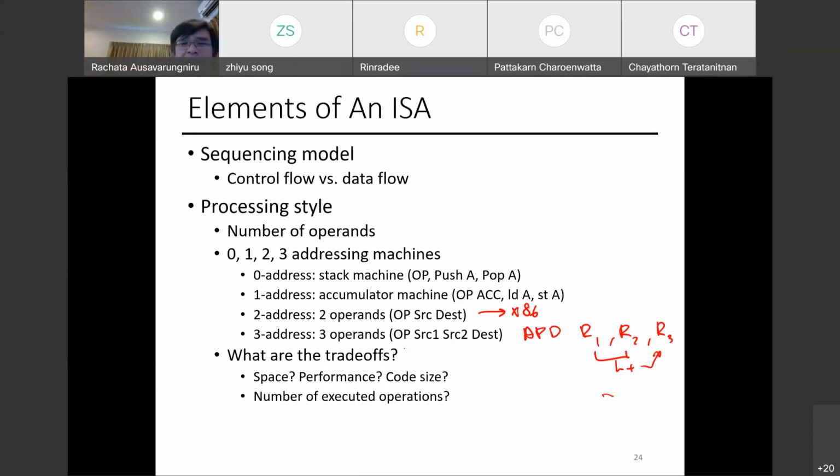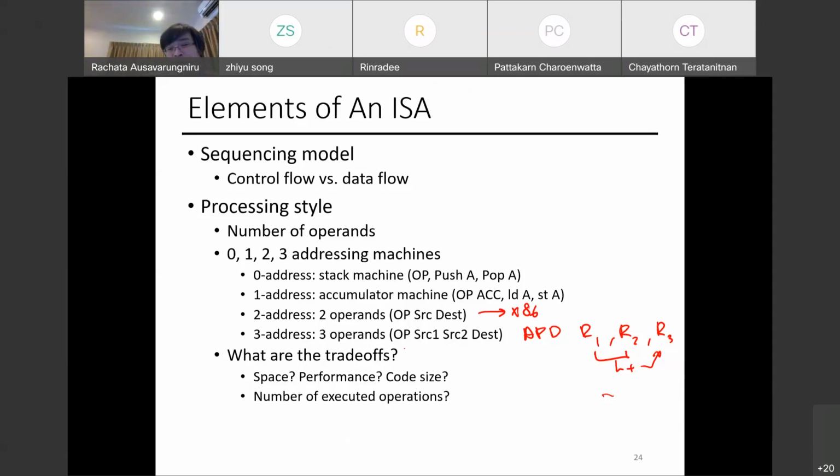The 0 and 1 address machines were a really old style of ISA from when we didn't have a lot of transistors to work with. We don't use this anymore. This is for historical context. You can have something like a stack machine where you can push, pop, add, pop, or something like that. Basically, everything is a stack. With an accumulator, you load something from the memory, accumulate, add, and then store it back.